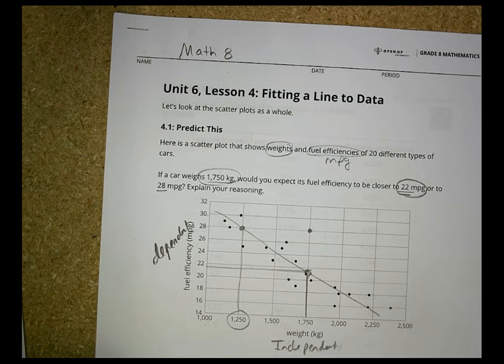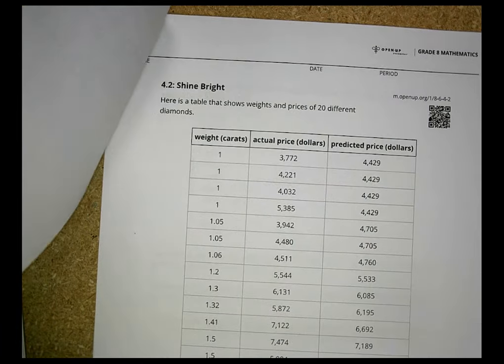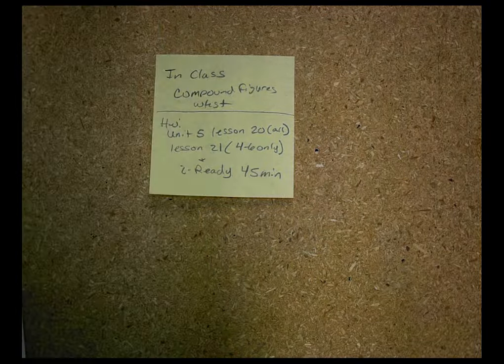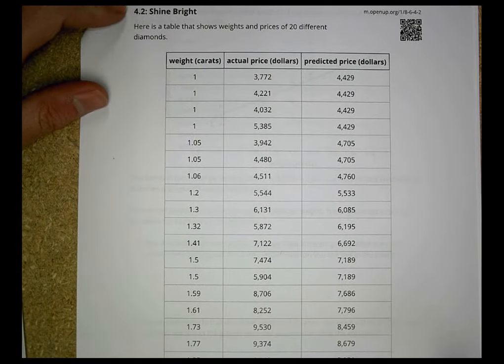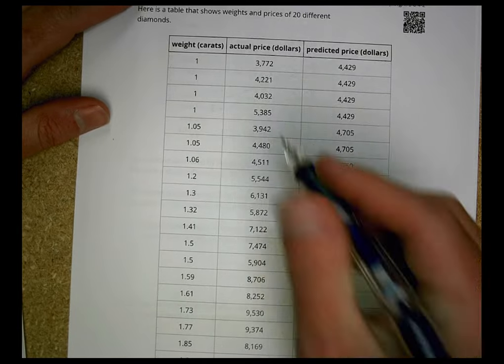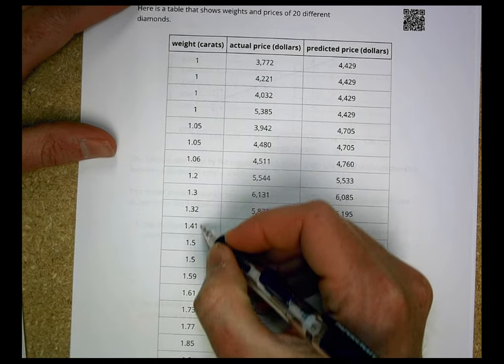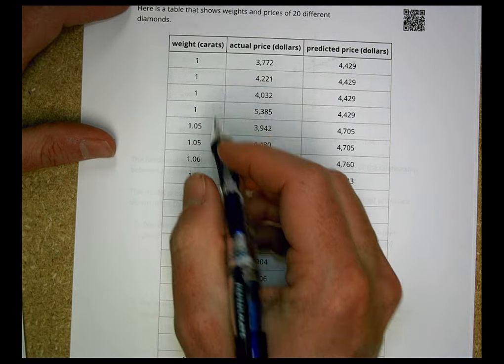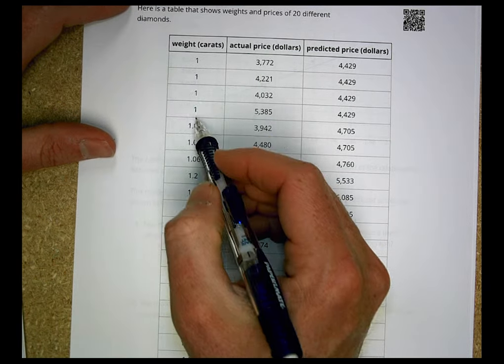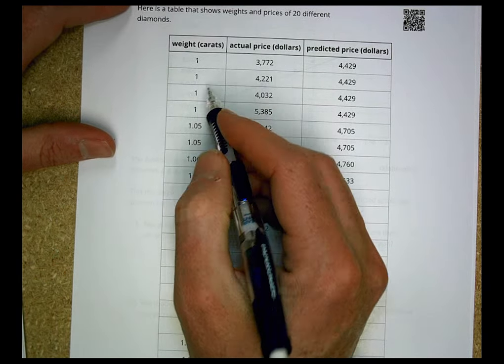The next activity is based upon various types of diamonds and their weight and their actual price and their predicted price. And so we can see right away that we have a chart. The nice part is it's organized for us. We can see it's going from smallest to greatest. And we can see a couple of things. We have 4 different 1 carat diamonds, but notice that the predicted amount for those is all the same, right? $4,429, but the actual price is going to be different.